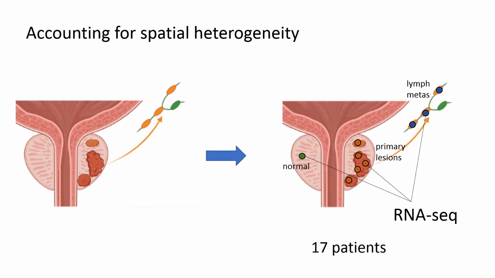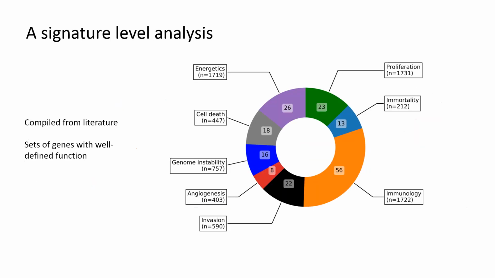To investigate the impact of this heterogeneity on metastatic processes, we have performed a multifocal study where per patient 1 normal prostate sample and on average 5 different primary tumor samples were sequenced, as well as some metastatic lymph nodes. As the number of patients is relatively limited, we have opted to perform an analysis at the signature level rather than on the level of individual genes. The signature is hereby defined as a set of genes for which we know what function these genes collectively perform.